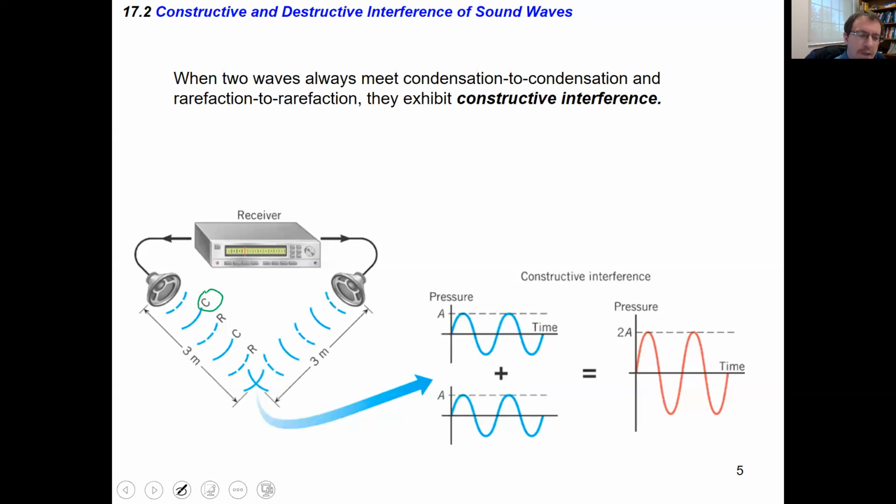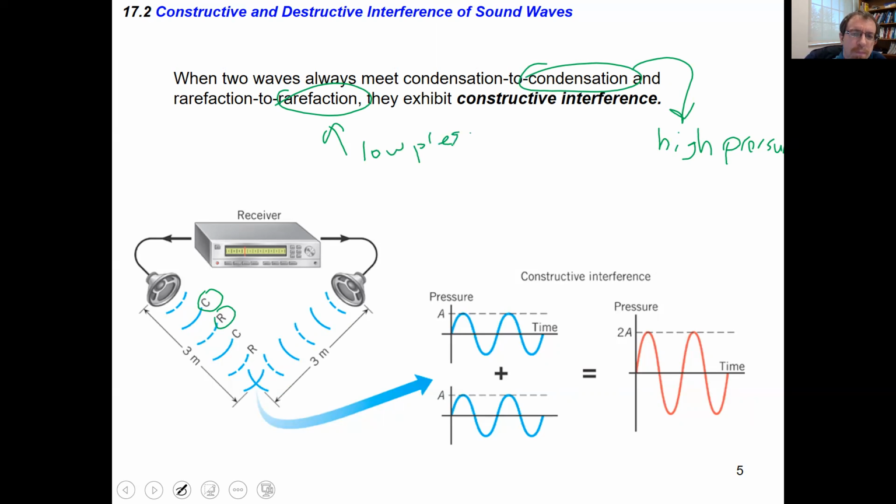We have condensations marked, and rarefactions marked. Let's remind ourselves of what these are. Condensations are high pressure regions, and rarefactions are low pressure. So we've got areas of high pressure and low pressure there, coming from both the left-hand and the right-hand speaker.